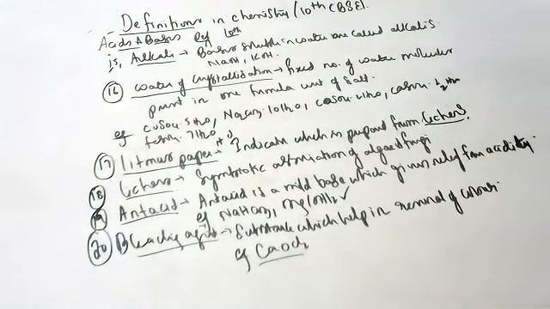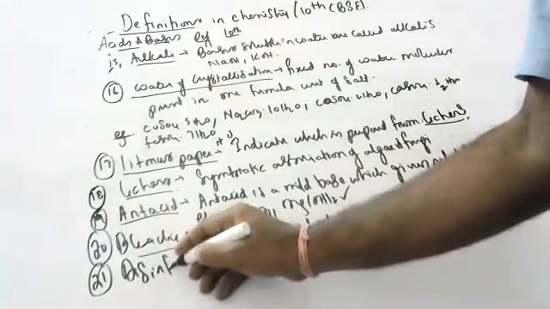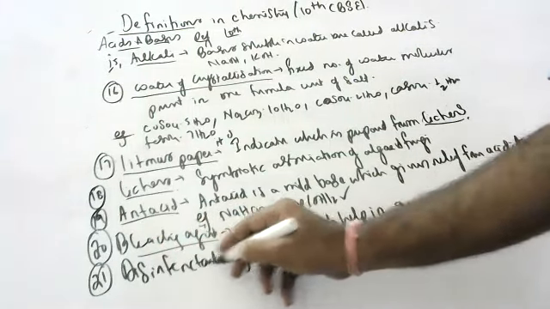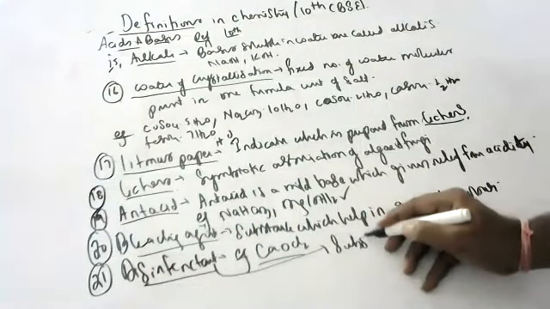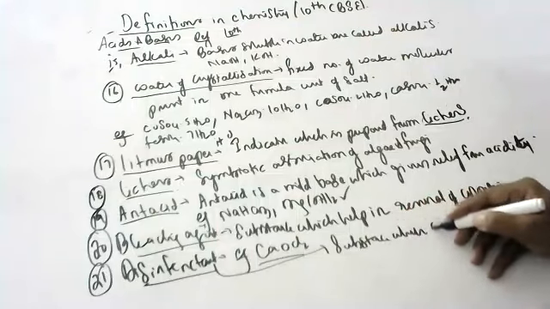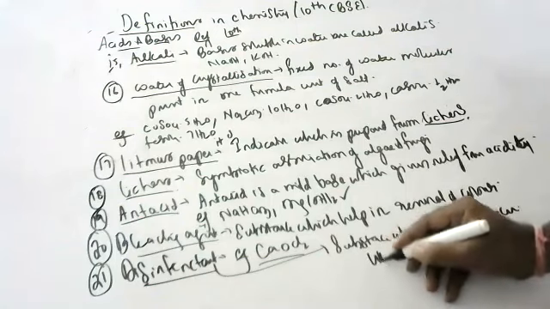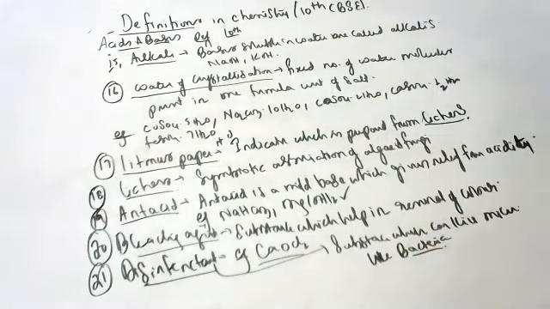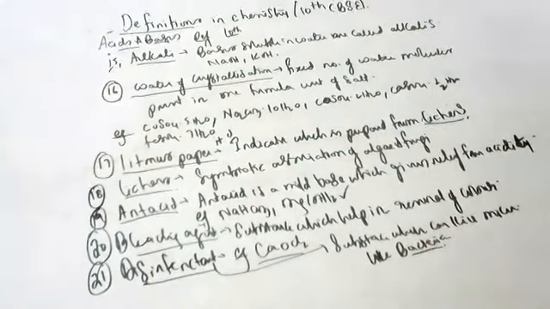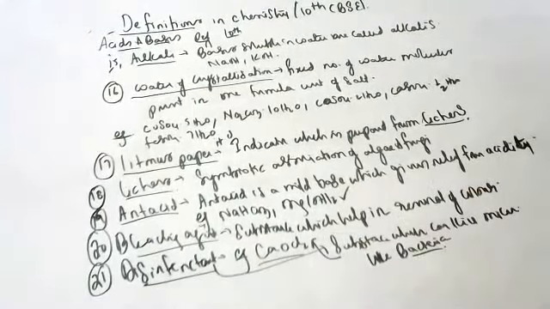Bleaching powder is also used as a disinfectant. What is a disinfectant? Substance which can kill microorganisms like bacteria, which are disease causing organisms. Example, bleaching powder only. Apart from this, children, the last important one I forgot to discuss.